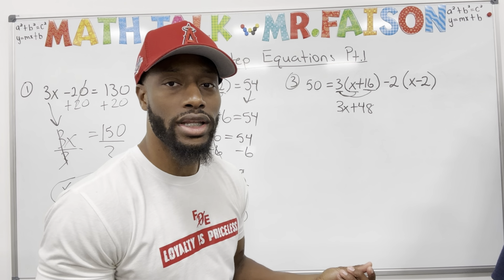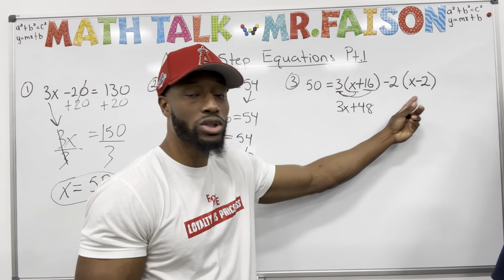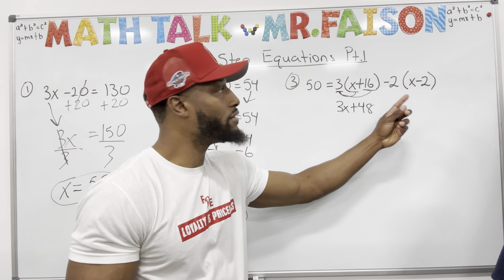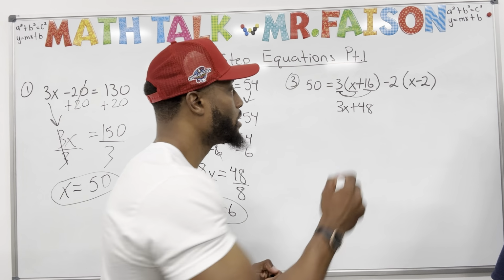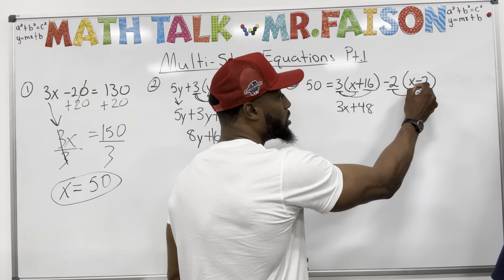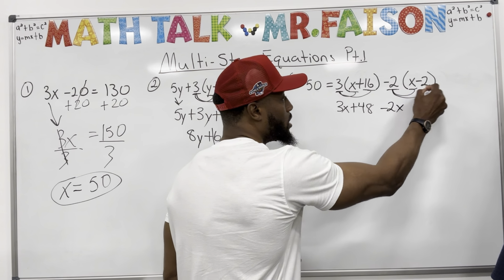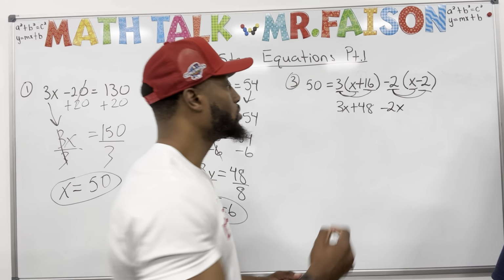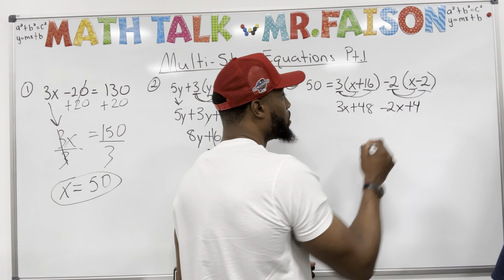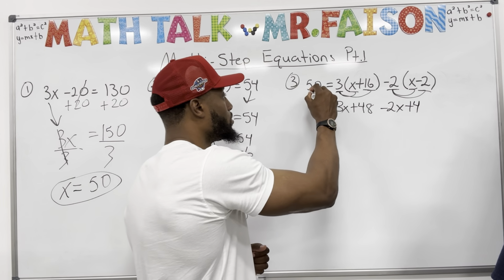There's nothing I could do with that. So I have to take the negative 2 and multiply it by everything inside of here, meaning I have to distribute the negative 2, right? So negative 2 times x is negative 2x. Negative 2 times negative 2 is a positive 4. And now I just bring the 50 down.